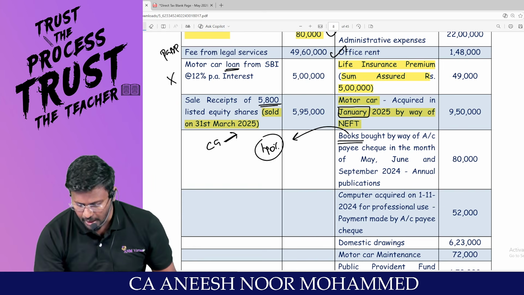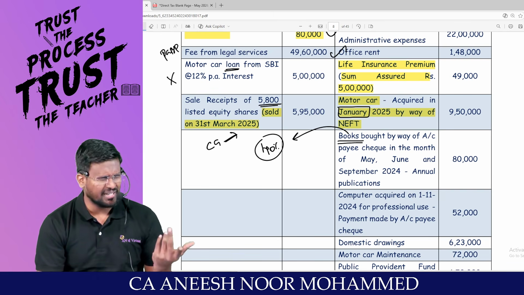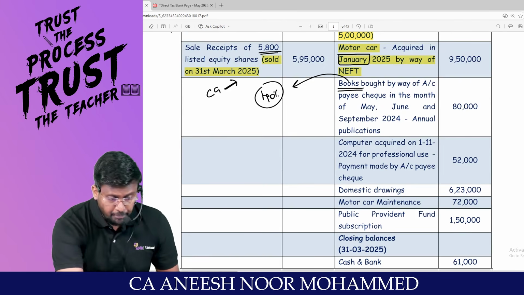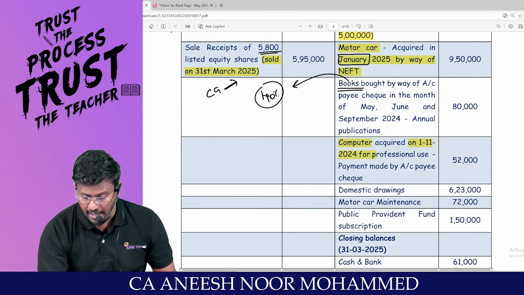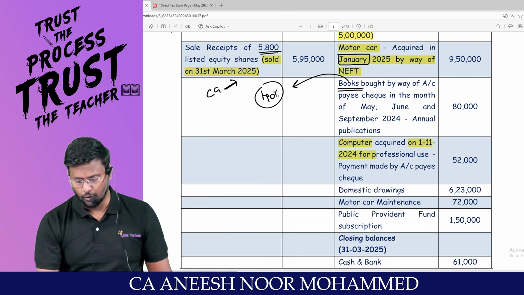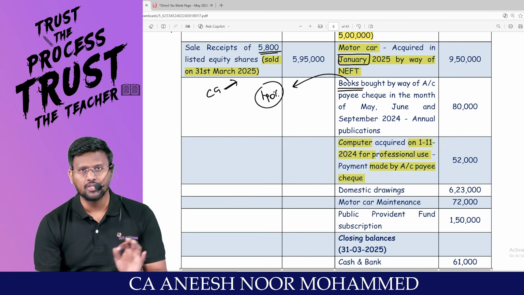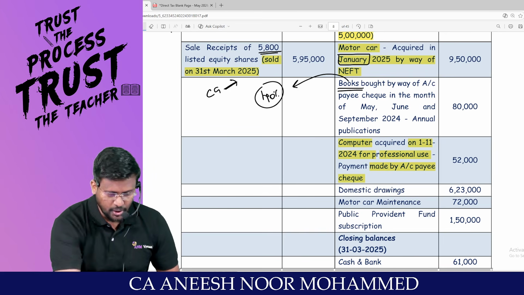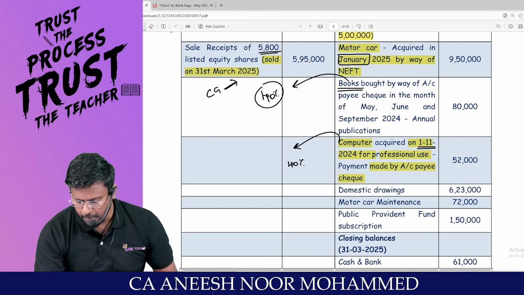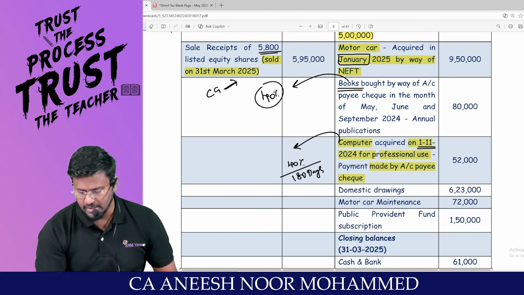In the month of May, June and September, annual publication, my dear lovable students, whether it is annual publication or other than annual publication, 40%. Computer, again 40%. It has been acquired on 1/11/2024. Paid by way of account payee cheque. Again, there is no 40A subsection 3 disturbance. So even this computer also should be depreciated, but since it has been put to use for less than 180 days, you are entitled to apply the 180 days concept.